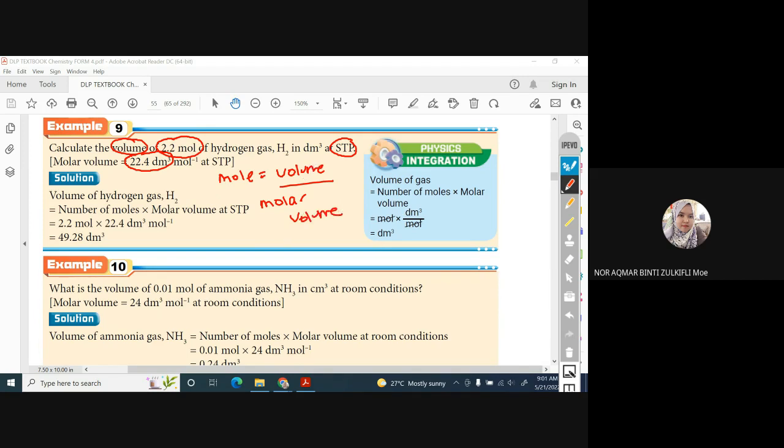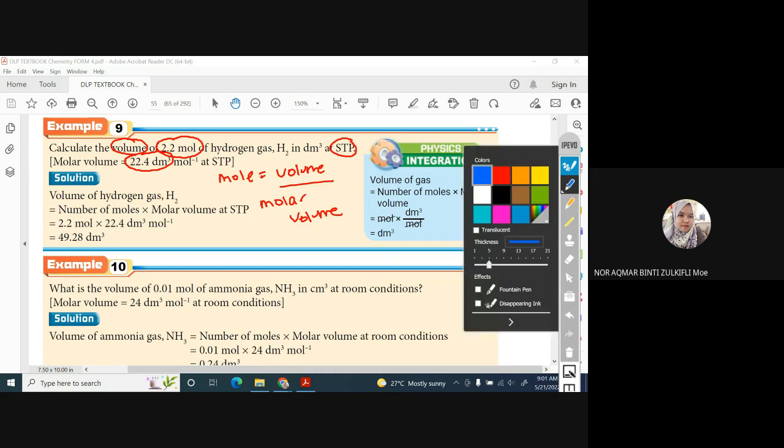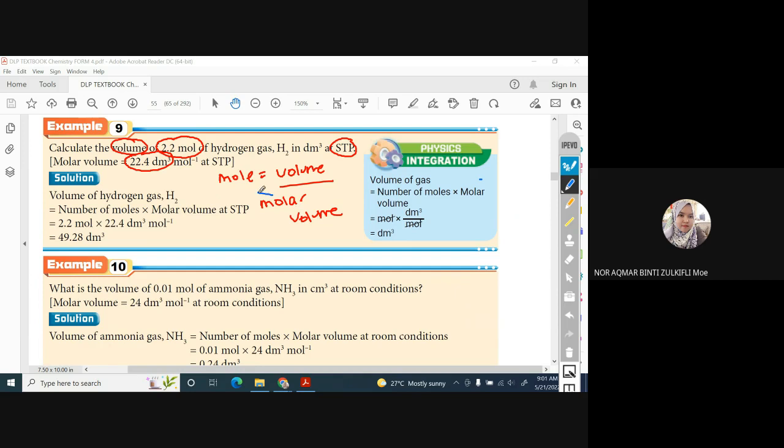Okay, dia mau volume kan. So ini kena tukar. Okay, molar volume pergi atas. So volume equal to mole times molar volume. Okay, that's why you times it. Okay, you have mole here 2.2 mole. Okay, and then times the unit for molar volume at STP 22.4. So we got the answer. Okay, ini kalau STP lah.